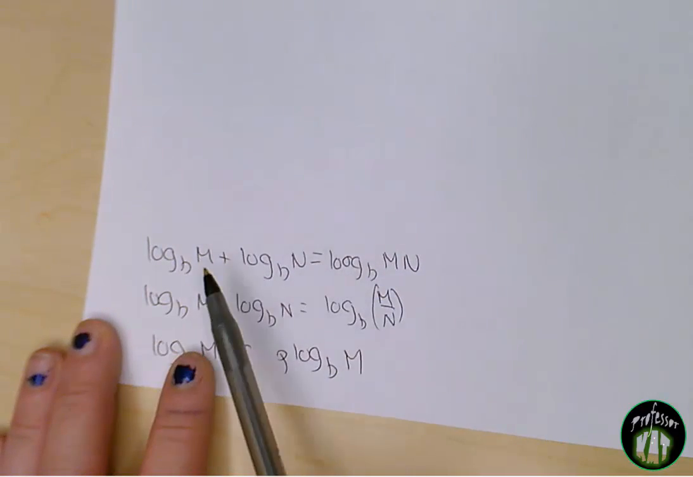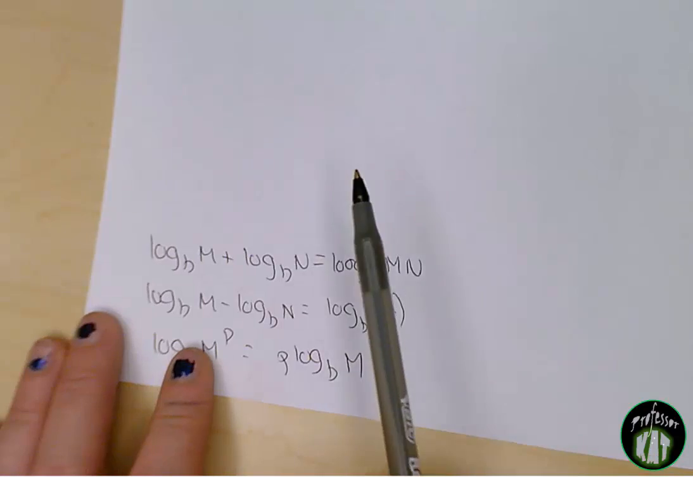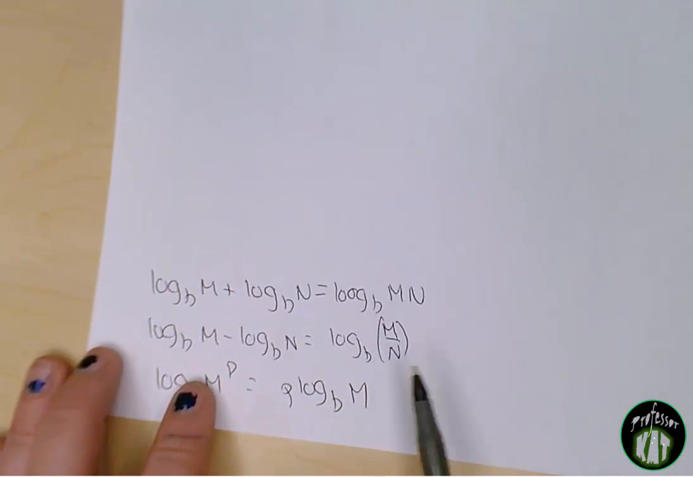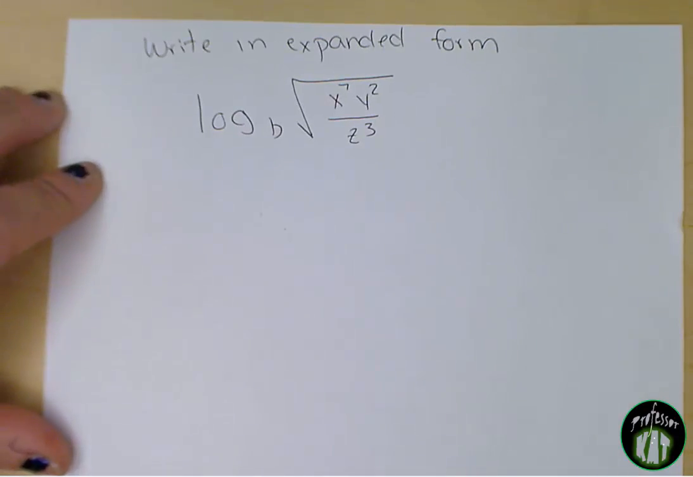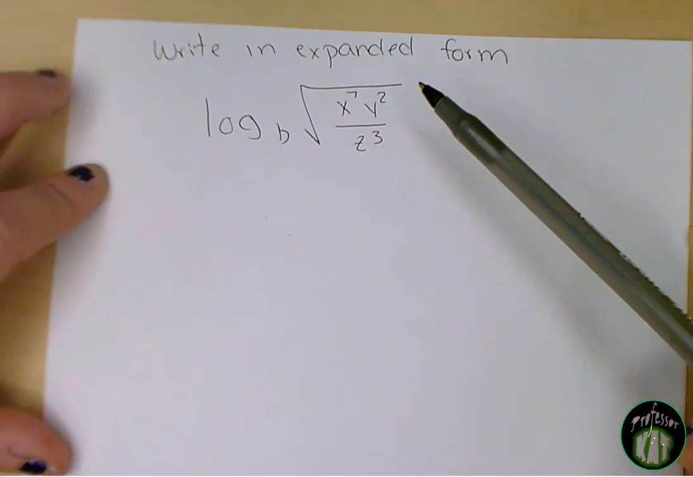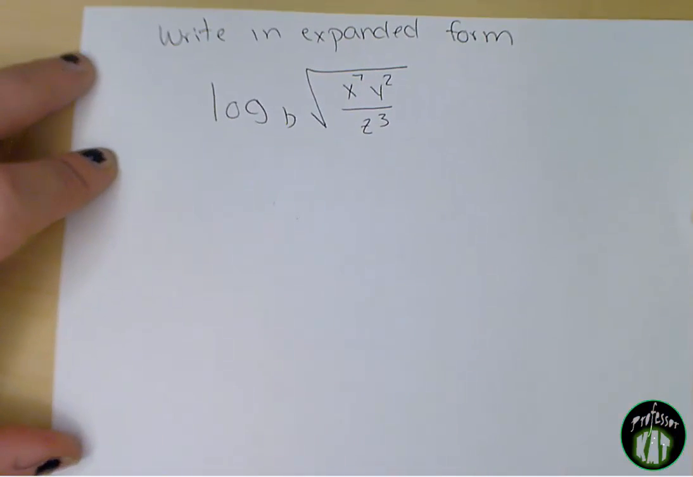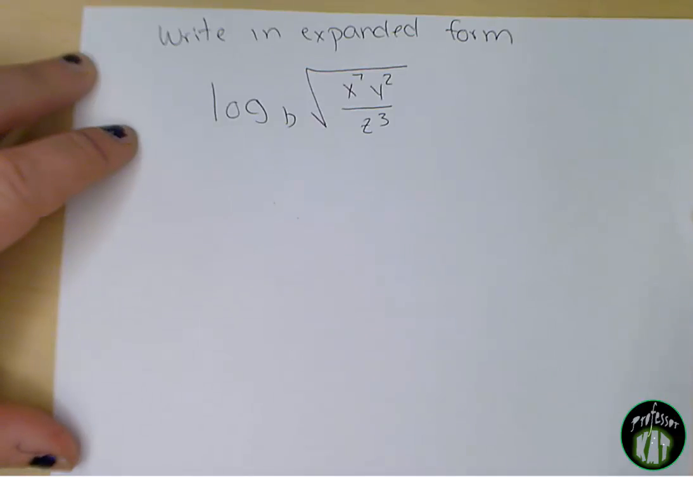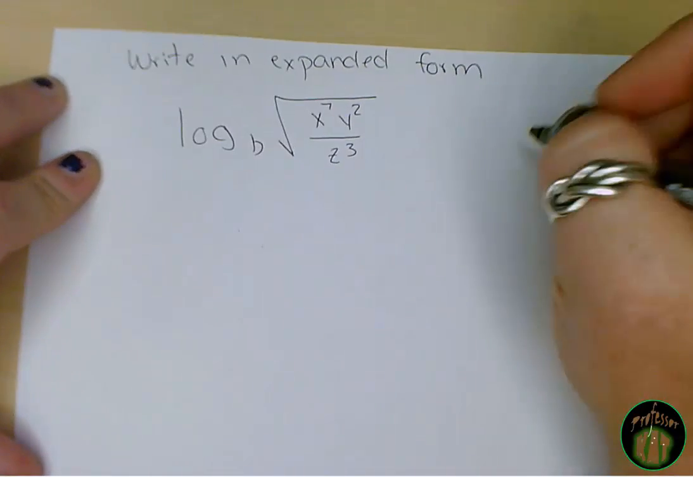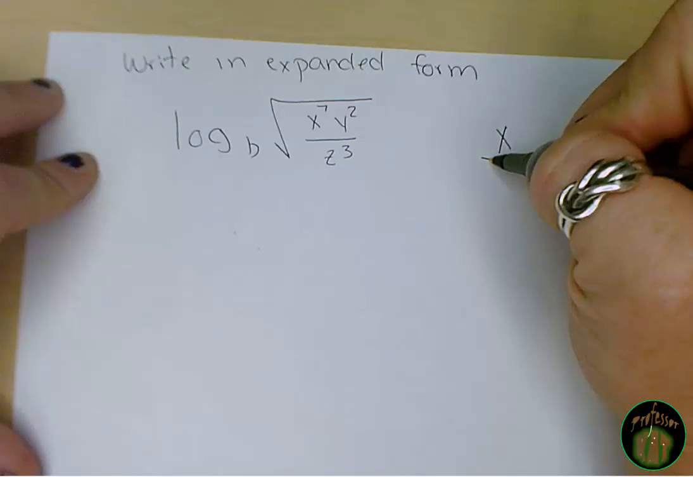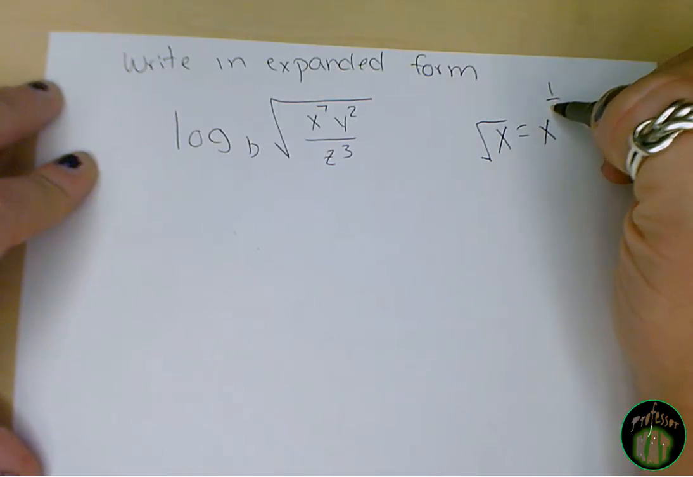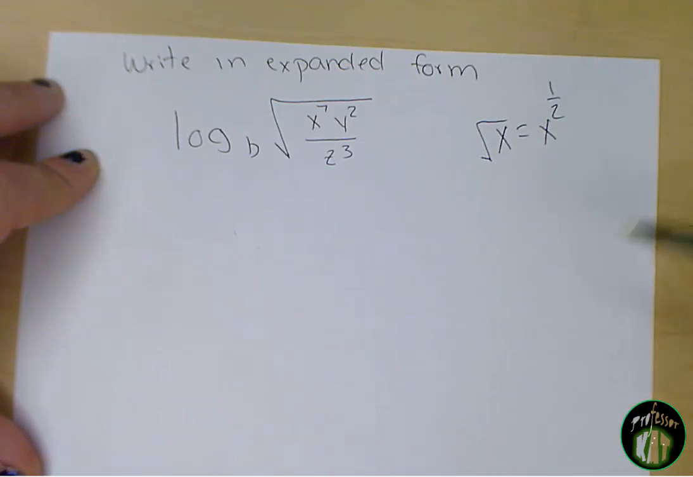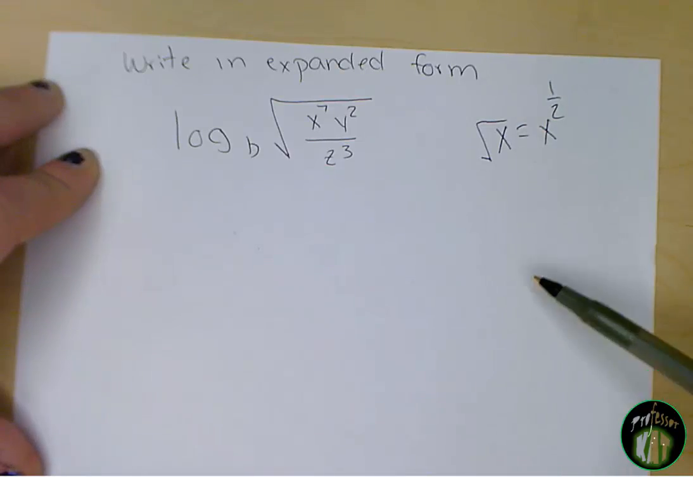These rules are interchangeable, left to right, right to left, depending on whether we are expanding or condensing. Before we do anything with this problem, though, we want to make sure that this is in proper form. So we need all of our exponents simplified. Hopefully we remember that the square root of x is the same thing as raising x to the 1/2 power.